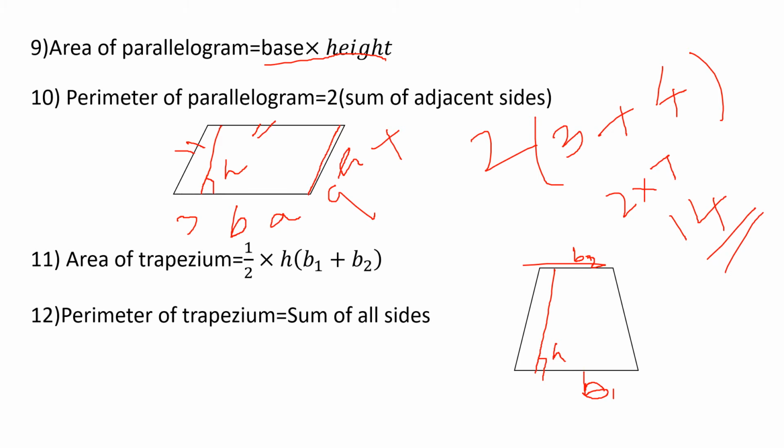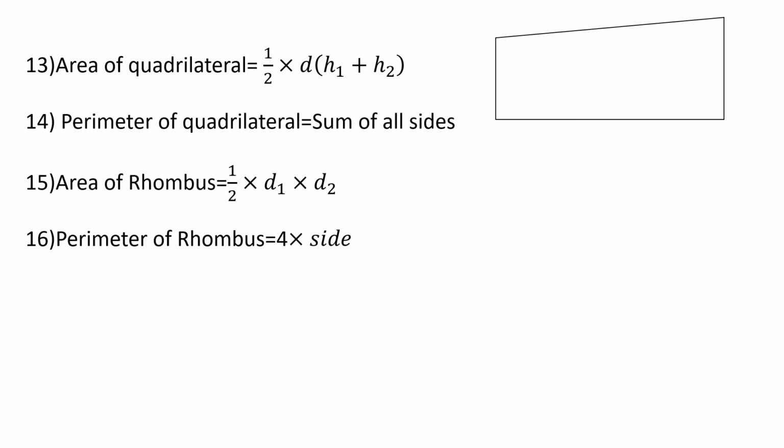So here also there is no particular formula for the perimeter of a trapezium. So how will we find the perimeter? Sum of all the sides. So just repeat after me. Area of a parallelogram, base into height. Perimeter of a parallelogram, 2 into sum of adjacent sides. Now area of a trapezium, half into height into base 1 plus base 2. Perimeter of a trapezium, sum of all sides. Is it clear, children?